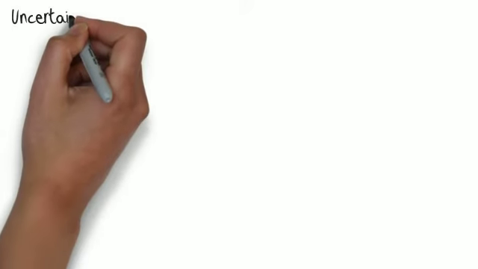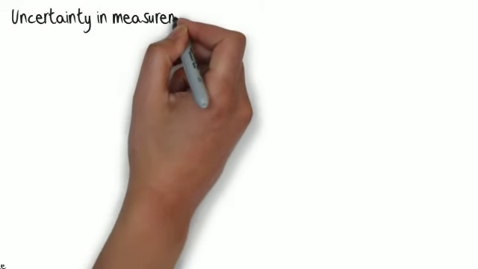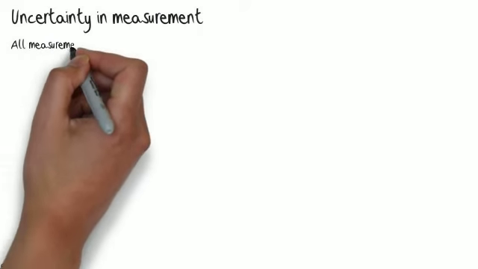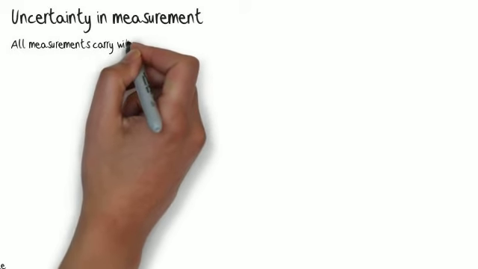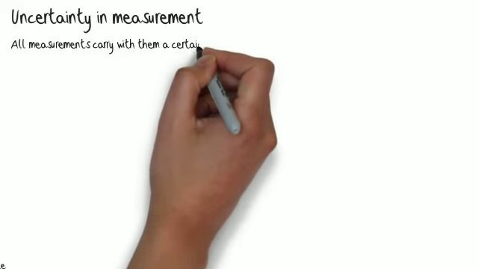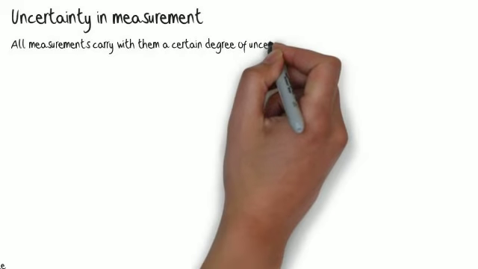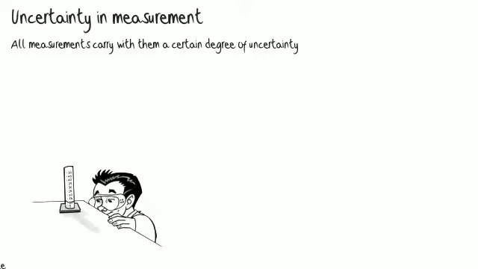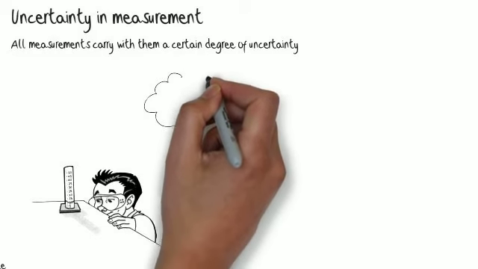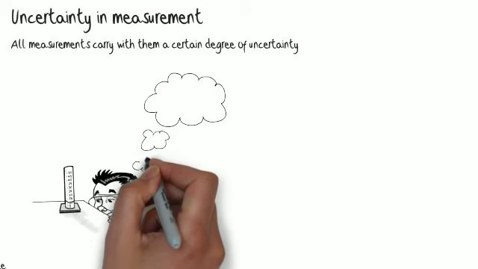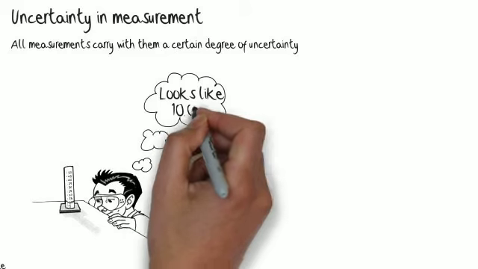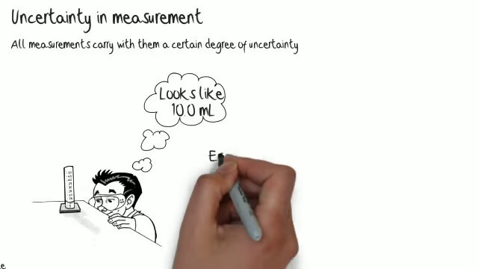Whenever we take a measurement, there is always some uncertainty in that measurement. All measurements carry with them a certain degree of uncertainty, and that degree of uncertainty is based on the instrument that you use. So if you imagine measuring a certain amount of liquid, like in this picture here, you would take your measurement, and there would be an estimated value in that measurement.